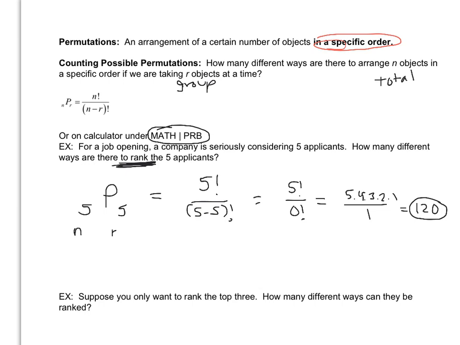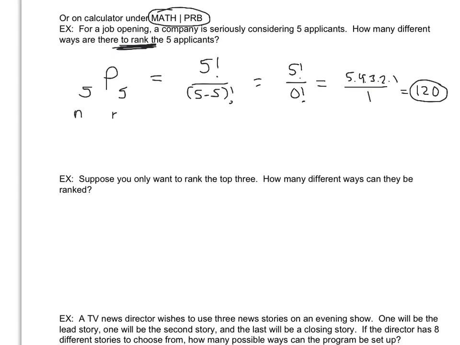So let's say we only want to rank the top 3. So let's say I only want to pick 3 people out of these 5. So I'm going to leave 2 people out, and then of those 3 people, I want to rank them. Well, that would be 5P3. There's my n, there's my r. And I'll show you how you can work with these factorials. So this is 5 factorial on the top, and 5 minus 3 factorial on the bottom, which is 5 factorial over 2 factorial.